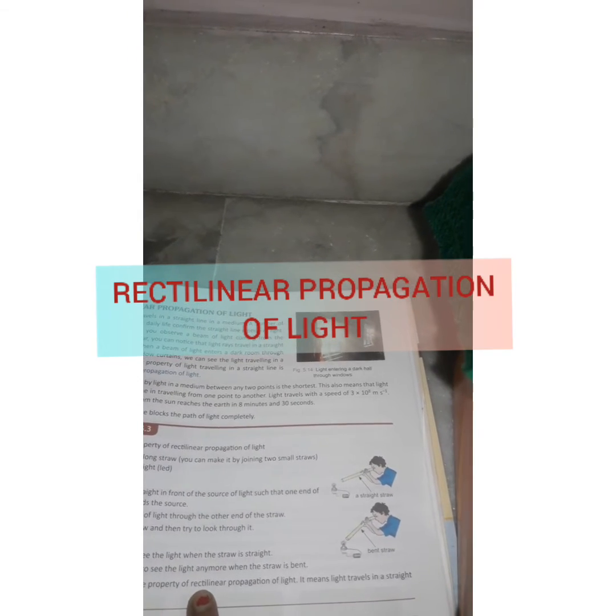Now discuss the rectilinear propagation of light. We know light always travels in a straight line in a medium. This property of light to travel in a straight line is called the rectilinear propagation of light. The path traversed by light in a medium between any two points is the shortest.